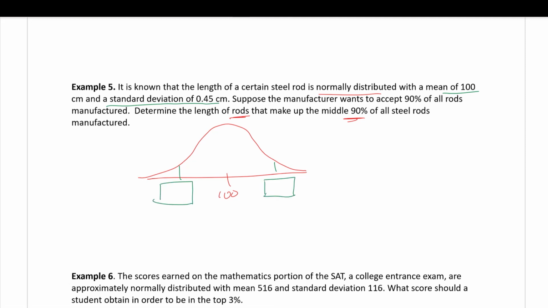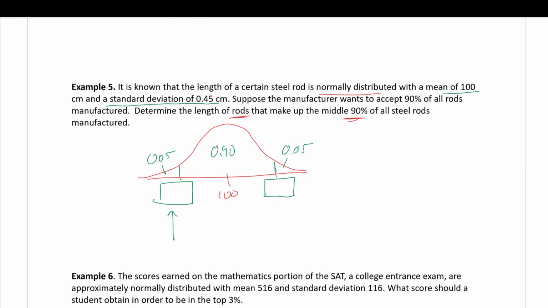Now in manufacturing, what they would say is they're accepting the middle 90%, and the remaining portions they're probably just going to toss away, throw them away, maybe remelt them, and create new rods, right? So the middle 90%, subtract that from 1, we're left with 10%. And because of the symmetry, that means there's 5 in each tail. There's 5% here and 5% here. Okay, let's figure out what those numbers are.